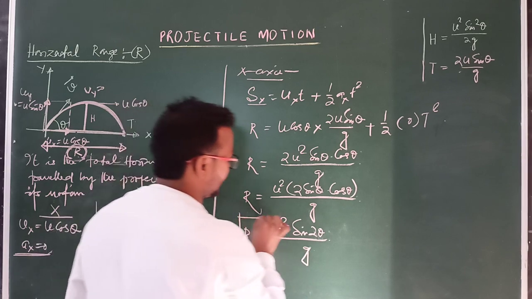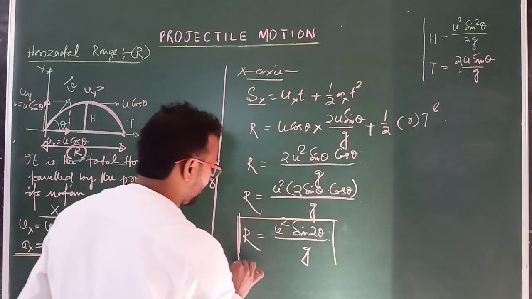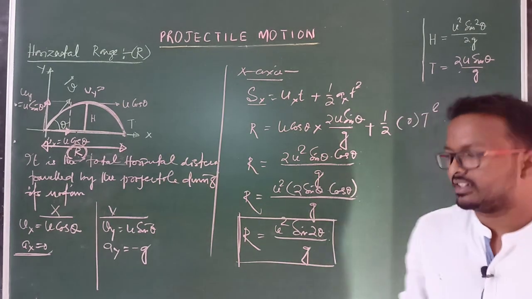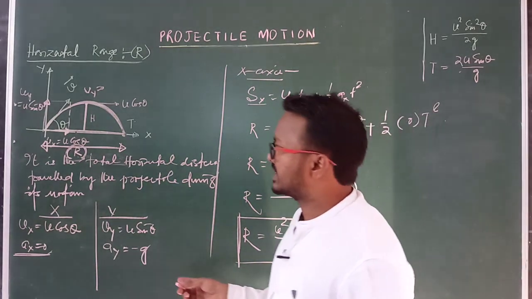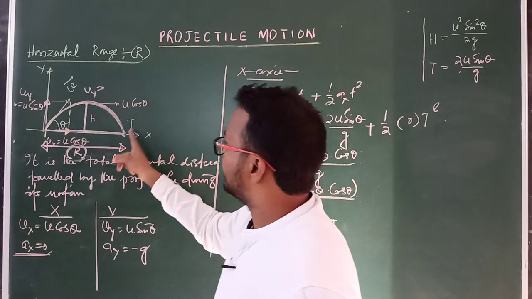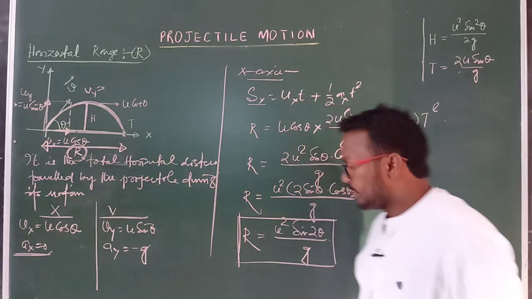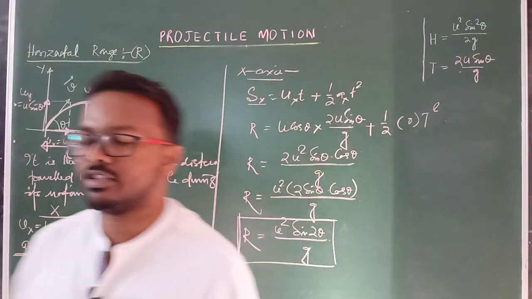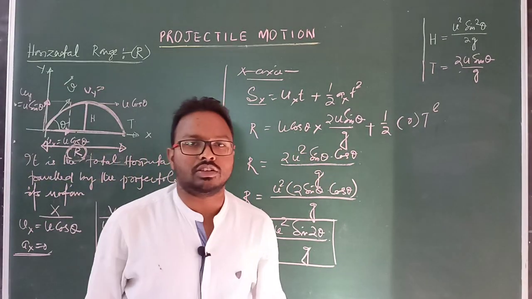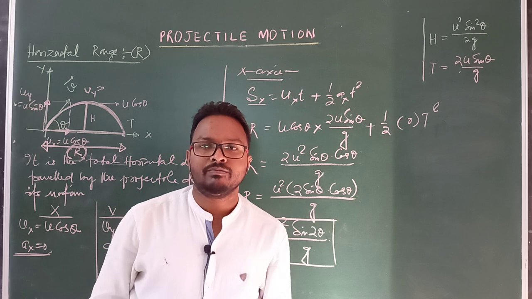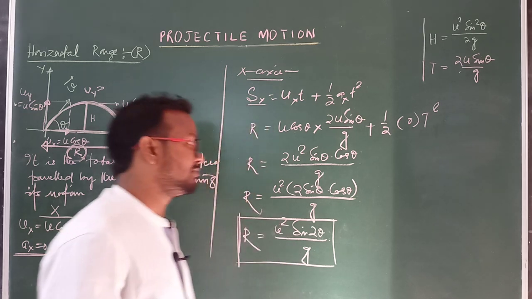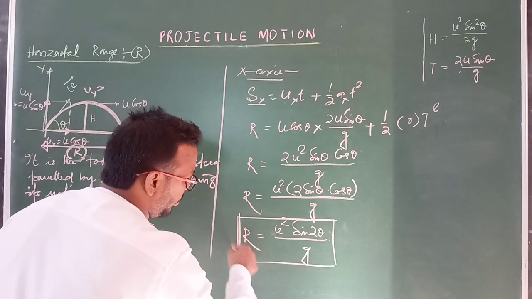Clear? This is known as the range of the projectile during its motion, or you can say this is the maximum horizontal distance covered by the projectile during its total time of flight t. Clear? So you have to remember this relation. A question may be asked in your council examination: for which condition, or at what angle, should the horizontal range of the projectile be maximum? Clear?